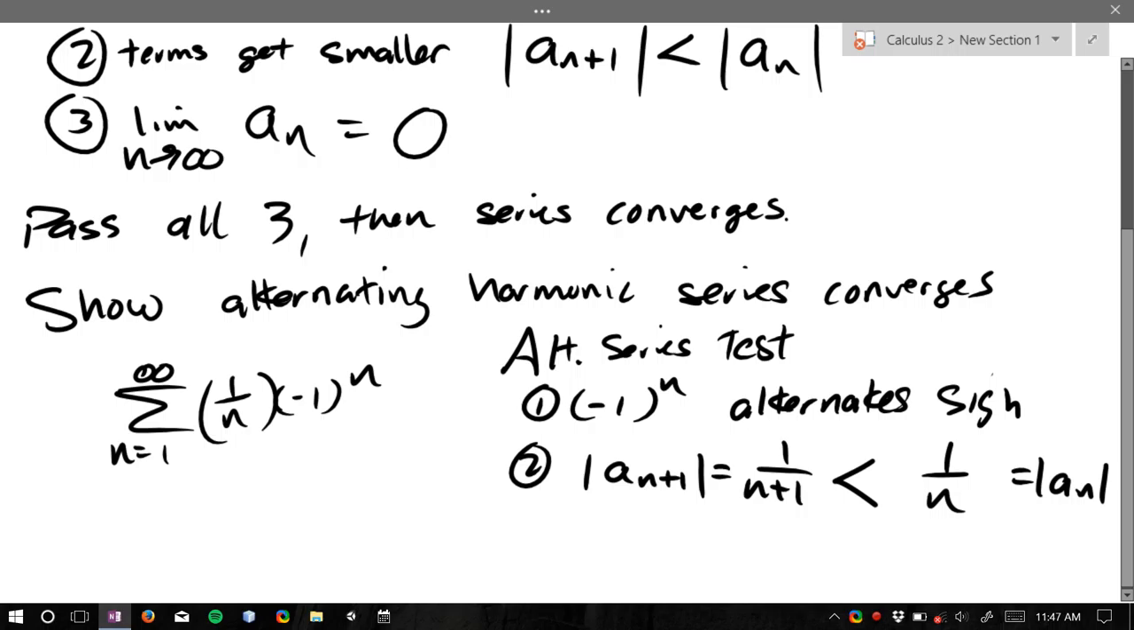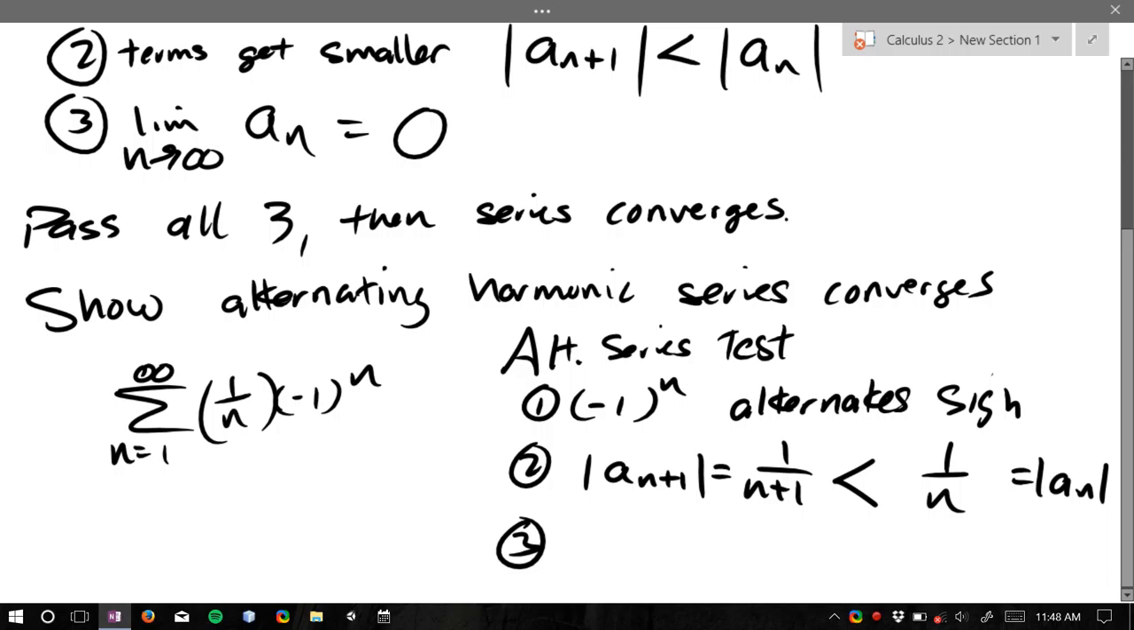So fractions can be a little tricky. The absolute value of a_(n+1) is 1 over n plus 1. The absolute value of a_n is 1 over n. And why is 1 over n plus 1 smaller than 1 over n? Because the denominator is bigger, so your fraction is smaller. So it's a little tricky, you're basically looking at reciprocals, or you think about reciprocals.